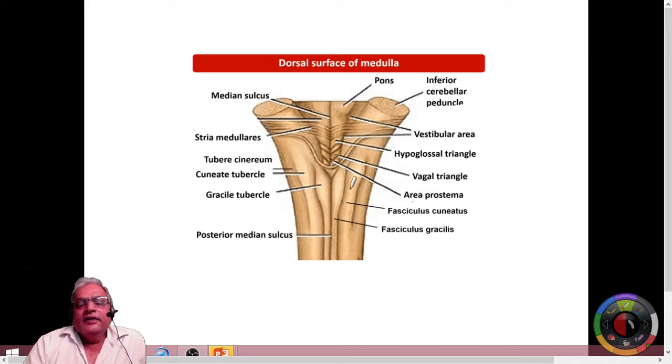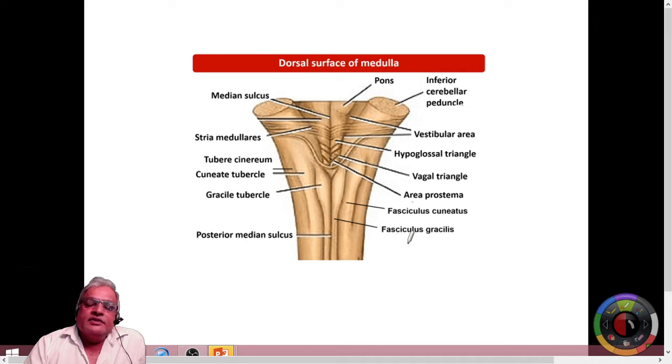Then here you have a nucleus cuneatus and a fasciculus cuneatus, and a nucleus gracilis and a fasciculus gracilis. Now, what is the difference between these two? The nucleus cuneatus comes from the upper part of the body.